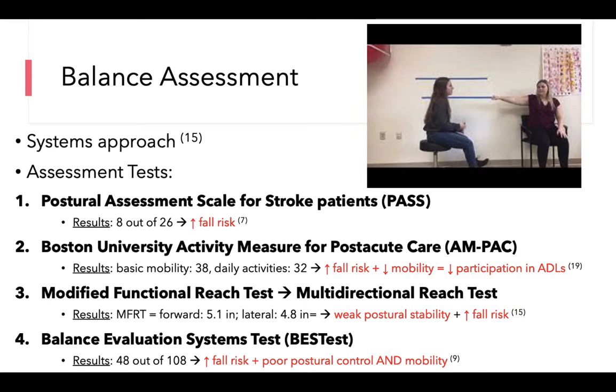And then lastly, she can do the BEST test, which examines multiple aspects of postural control, and per usual, she scored low on this one, suggesting that she's at an increased risk to fall because of her poor postural control. But what this one also showed was that she has poor mobility, as she scored low on the gait category for this assessment.